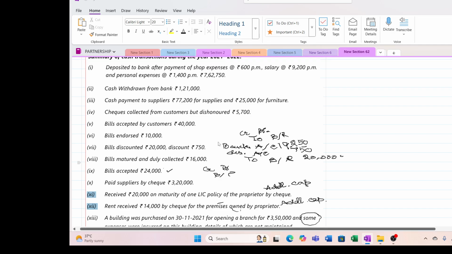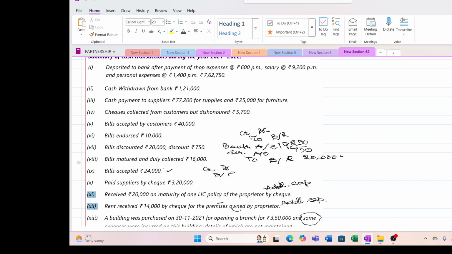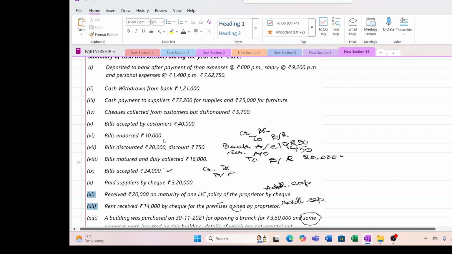Bill endorsed. Bill endorsed means you are giving this bills receivable to a creditor in settlement of a creditor by giving the bills receivable. So bills receivable is going out, exactly 10,000 rupees, and your creditor will be debited for that amount.